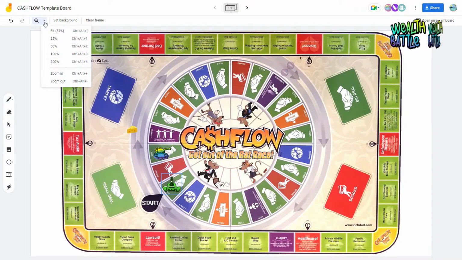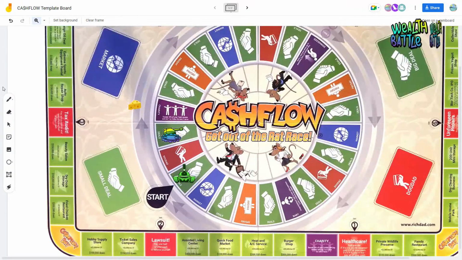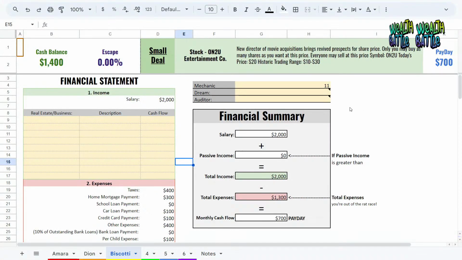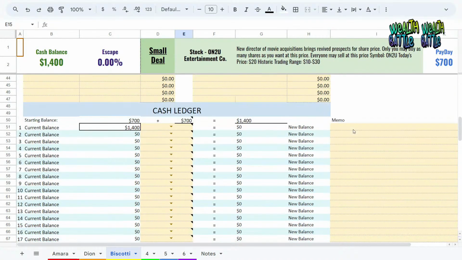It's a stock. On to you, entertainment. New director of movie acquisitions brings revived prospects for share price. Only you may buy as many shares as you want. Today's price is $20. Historic trading range is $10 to $30. Okay, how many would you like?